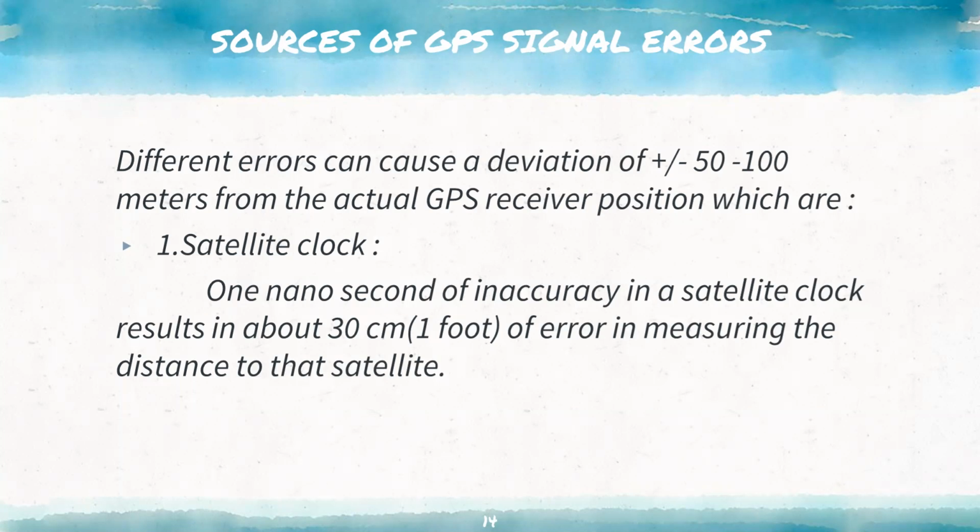The sources of GPS signal errors. Different errors can cause a deviation of plus or minus 50 or 100 meters from the actual GPS receiver position, which are satellite clock errors. One nanosecond of inaccuracy in a satellite clock results in about 30 centimeters of error in measuring the distance to that satellite.